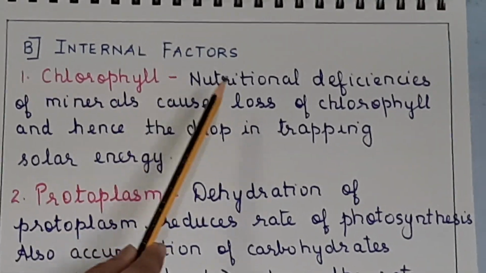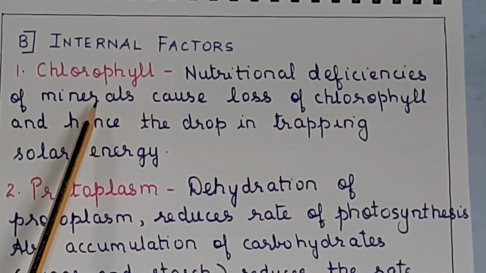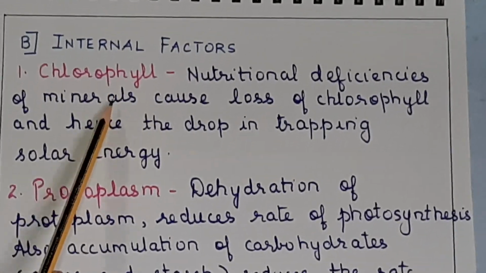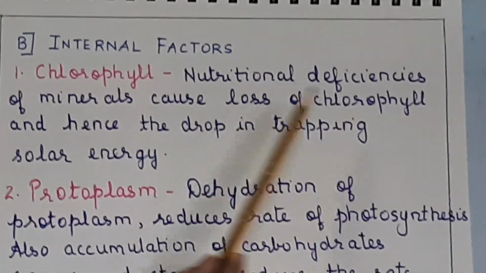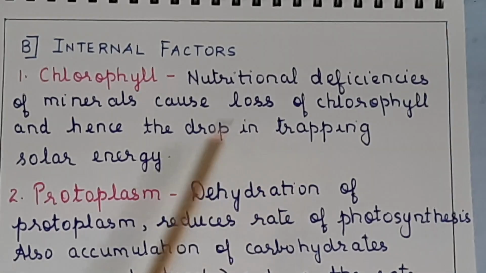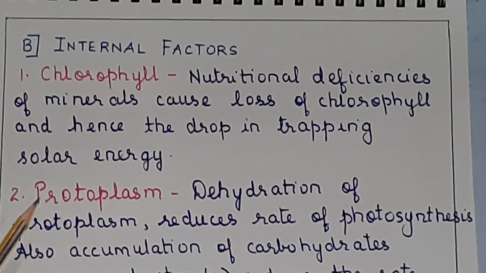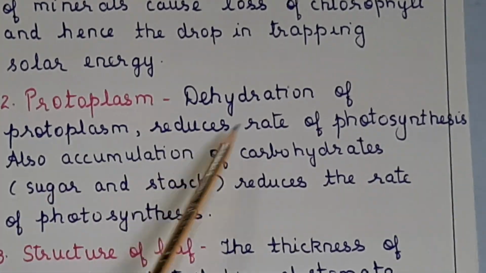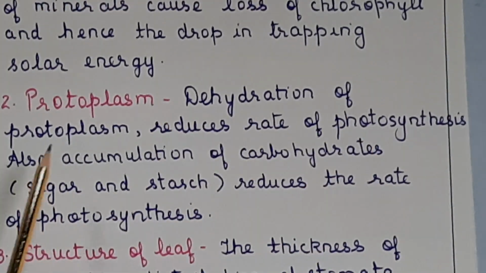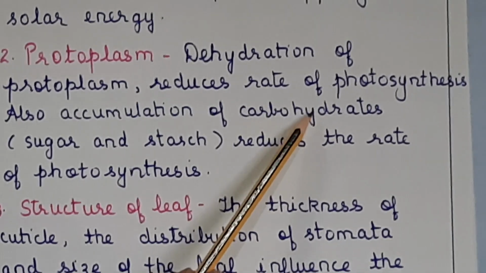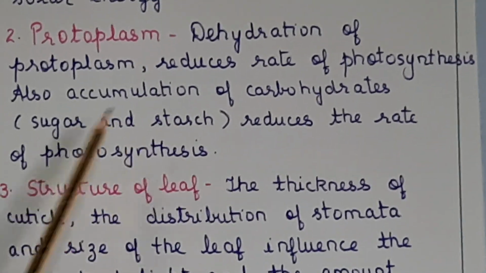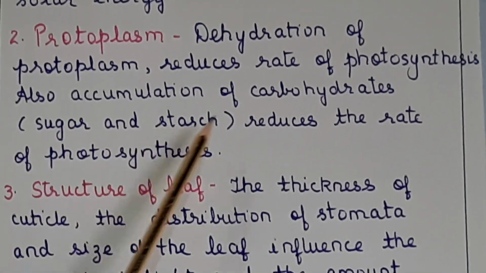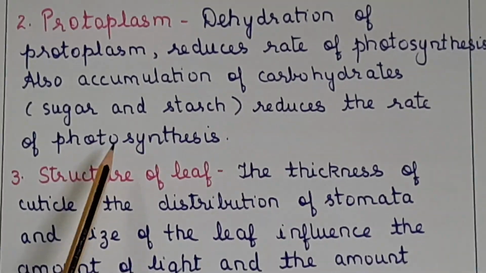First, chlorophyll: nutritional deficiencies of minerals, especially magnesium and iron, cause a loss of chlorophyll and hence a drop in trapping the solar energy. Second is protoplasm. Dehydration of protoplasm will reduce the rate of photosynthesis, and also accumulation of carbohydrates, that is sugar and starch. Sugar, that is sucrose, and starch will reduce the rate of photosynthesis.